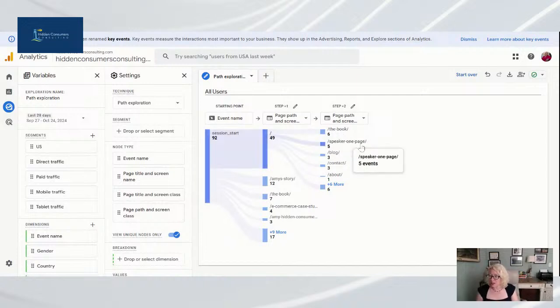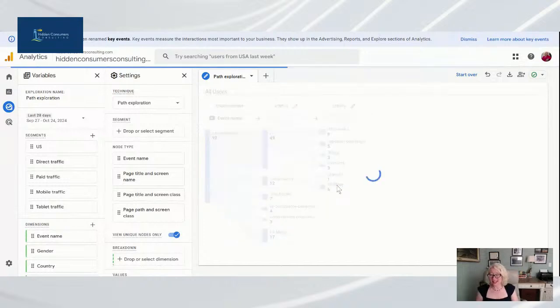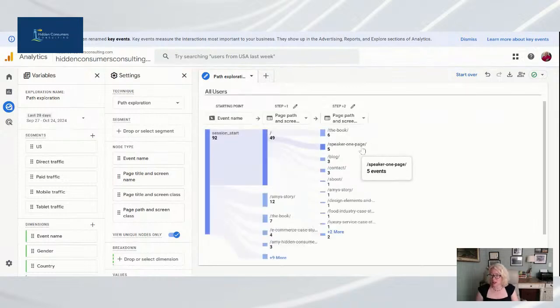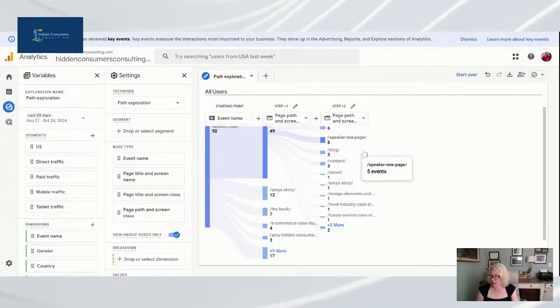They went to the book, my speaker topics, my blog, my contact, and my about. Fascinating enough, about the book they would have gone to because that's at the top of my page. The speaker one topics they would have gotten to through my navigation menu, because that's not linked on my homepage except for the nav menu.